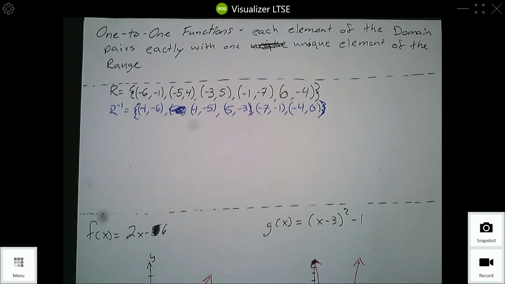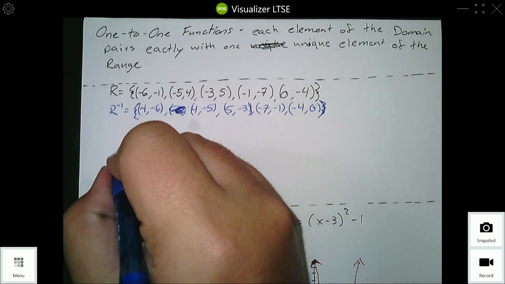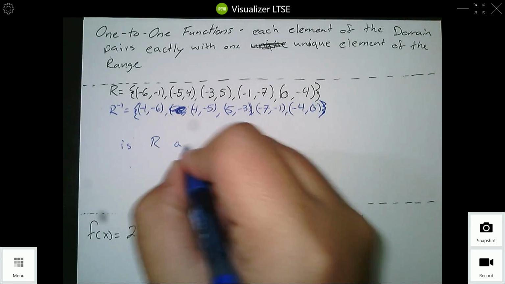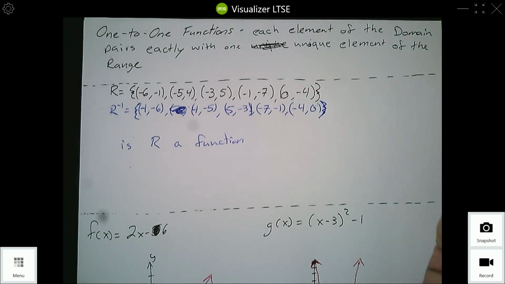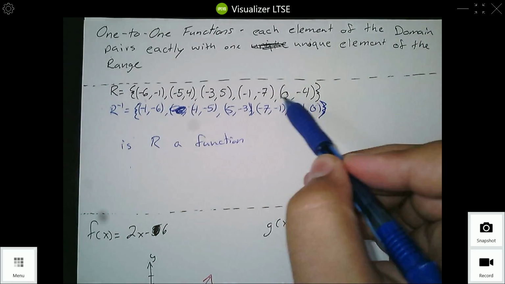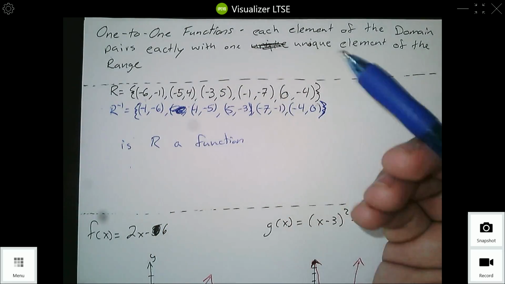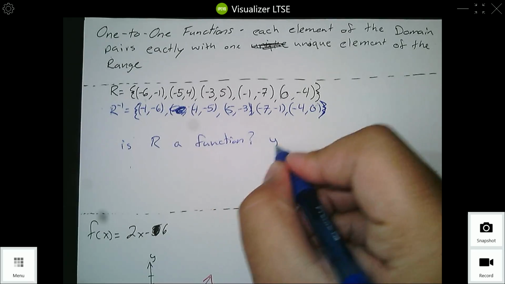Now we need to find out whether this is one-to-one. We go back to what it means: each element of the domain pairs exactly with one unique element of the range. The first thing we need to establish is whether R is a function. We're looking for repeating x values. We have -6, -5, -3, -1, and 0. Nothing repeats, so the answer to that question is yes.